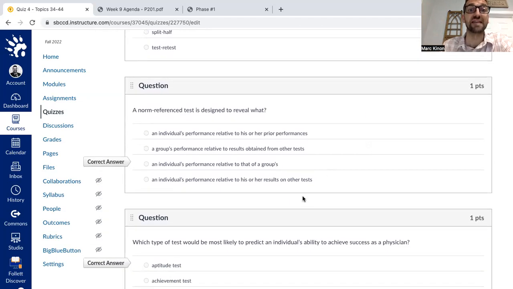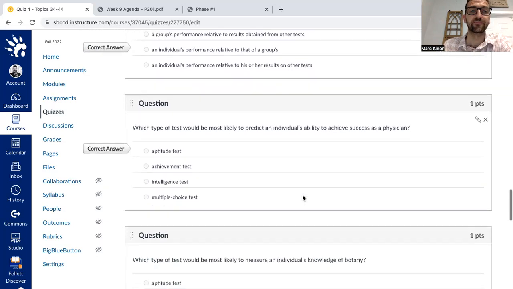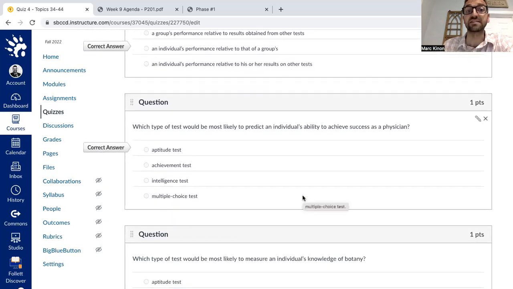A norm reference test is designed to reveal what? An individual's performance relative to that of a group's. Okay, I'll just leave it at that. Which type of test would be most likely to predict an individual's ability to achieve success as a physician? This is called an aptitude test.